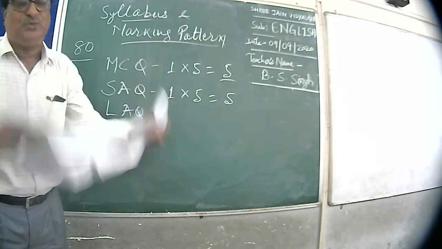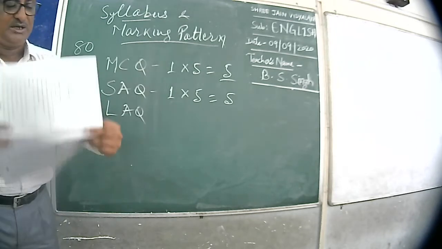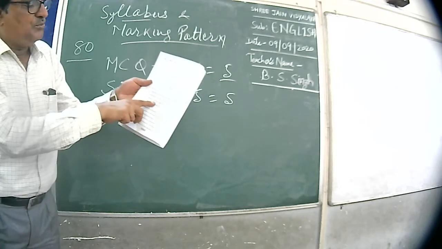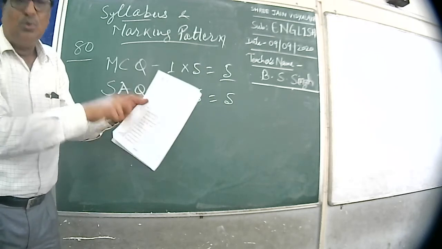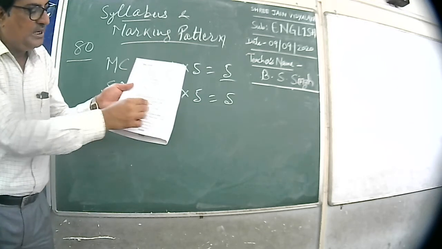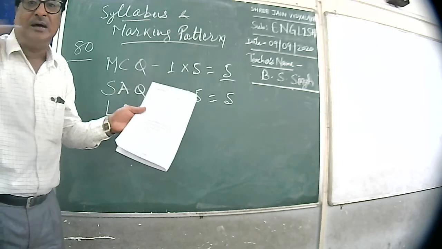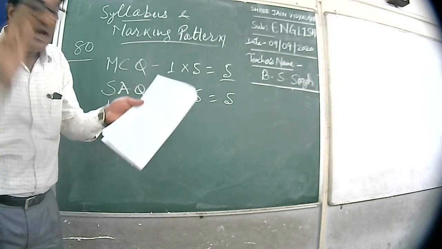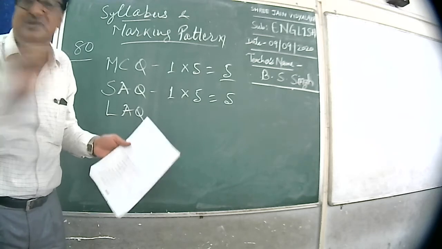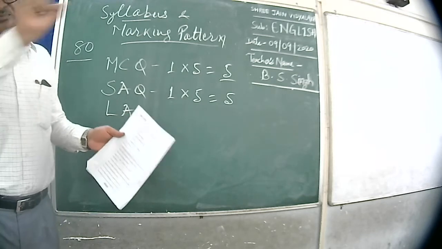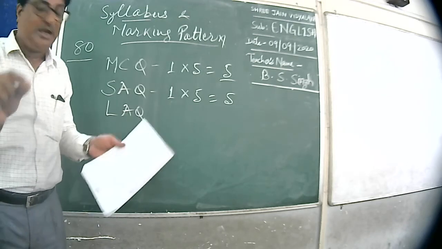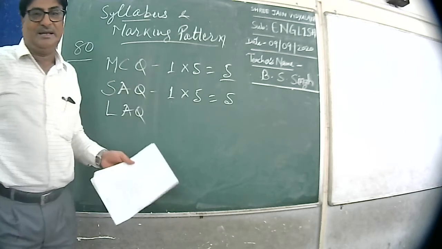But in SAQ category, here is the question given. What was Sir Mohanlal's profession? This is the question, and you have to write the answer in a complete sentence. Sir Mohanlal was a barrister and a vizier by profession. This is the complete sentence, and you have to write in this way in the SAQ category.